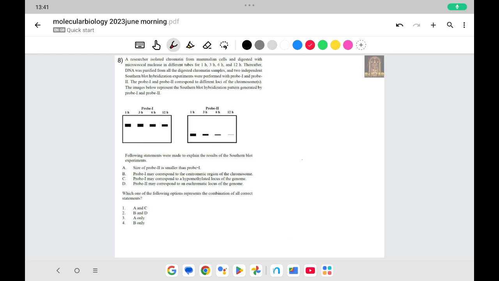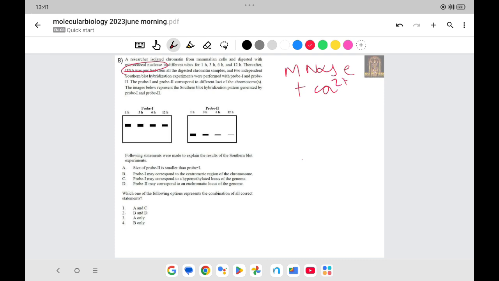This one is an experimental type question. So let's see what micrococcal nuclease, MNase, is. It is an enzyme, a kind of endo-exonuclease, which works in the presence of Ca2+ ion. That means Ca2+ is the cofactor for this enzyme.